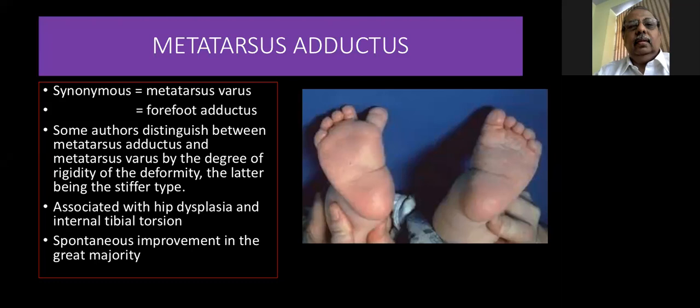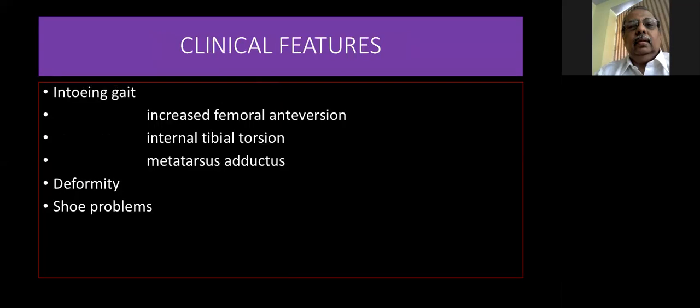So metatarsus adductus is synonymous with metatarsus varus and forefoot adductus. Some authors distinguish between metatarsus adductus and metatarsus varus by the degree of rigidity of the deformity. The latter, that is varus, is used for a more rigid deformity. Its significance is, if you see a case of metatarsus adductus, immediately you should think of the hip joint, because it is very often associated with hip dysplasias, and spontaneous improvement occurs in the majority of cases, and those which remain uncorrected, you may have to do surgical treatment. It usually produces in-toeing gait.